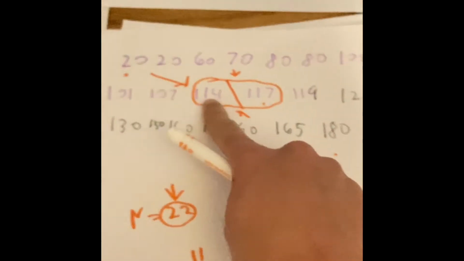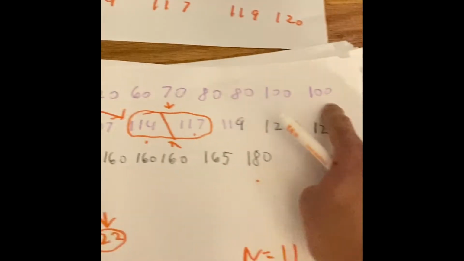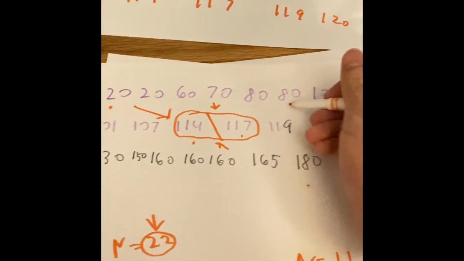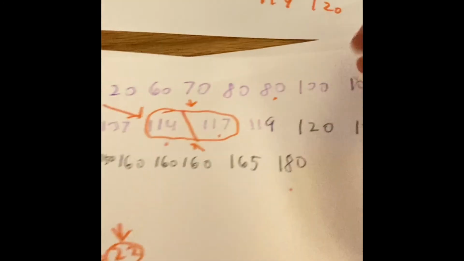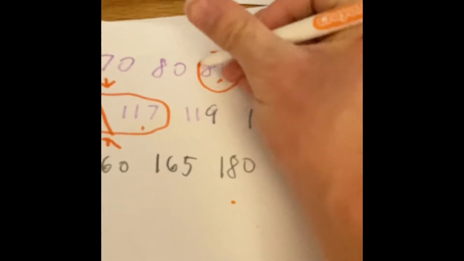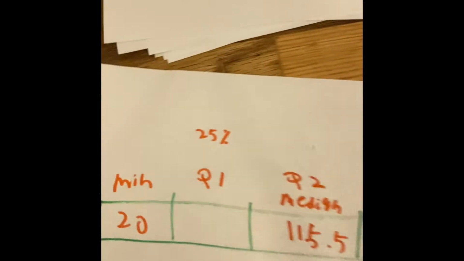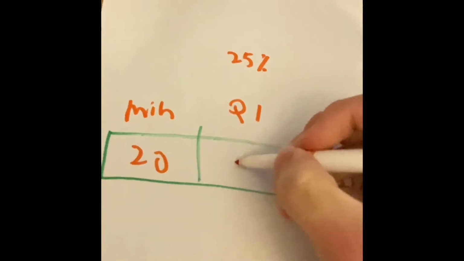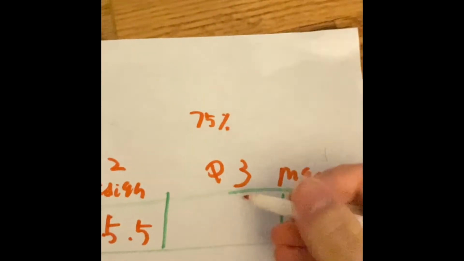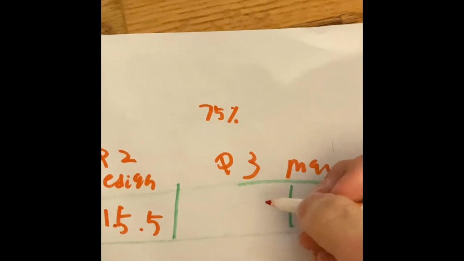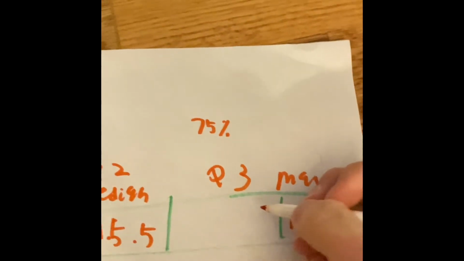So we're going to count from 114, 1, 2, 3, 4, 5, and we're also going to count 1, 2, 3, 4, 5 from the other end. So 80 is going to be the smaller median, or the 25th mark, our first quartile. What about the other one? We actually do this exact same thing, but on the larger side.